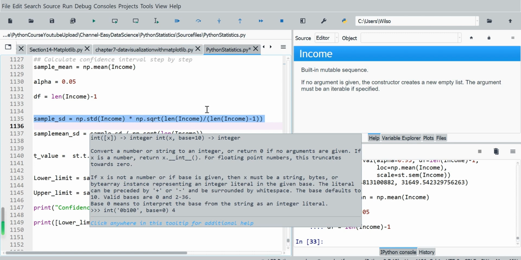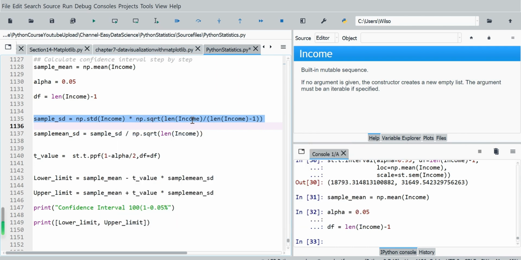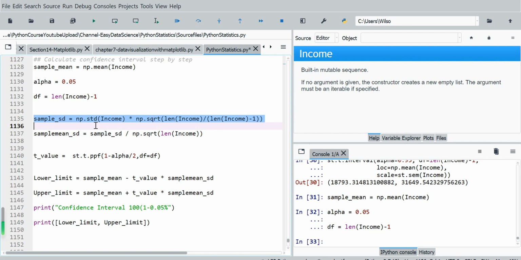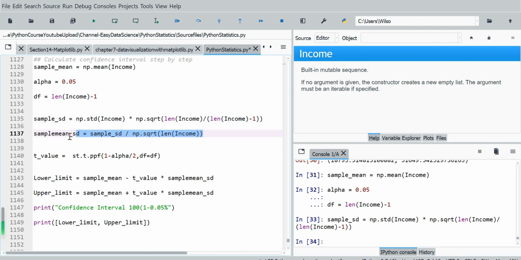Then we have to times a factor. The factor is the square root of the length of income divided by length of income minus 1. Why do we have to add this term? Because the standard deviation function of numpy divides by n when calculating the sum of the squared differences between each value and its mean, then divided by n to get the average. But for the sample standard deviation, we have to divide by n minus 1, not n. So we have to times this factor to get the sample standard deviation. So run this line.